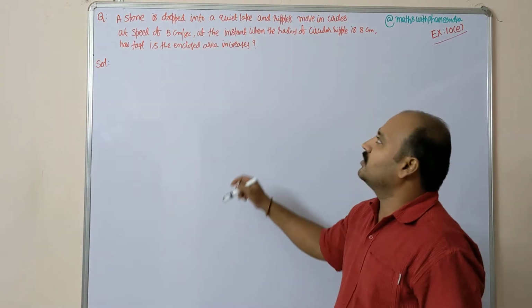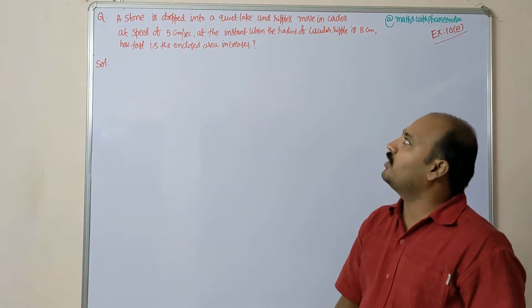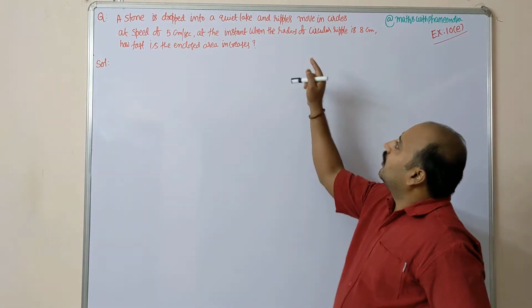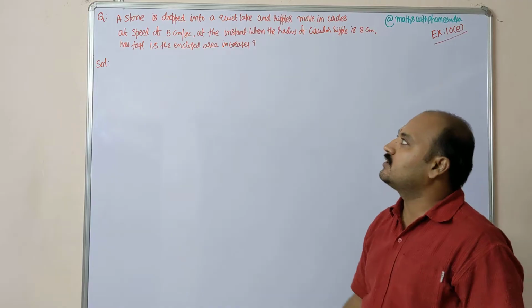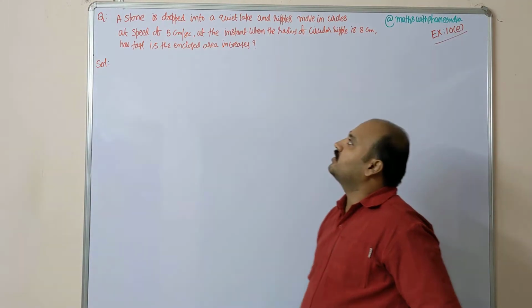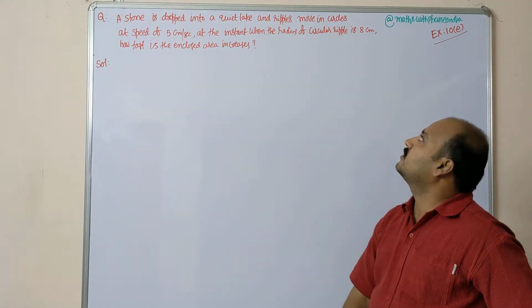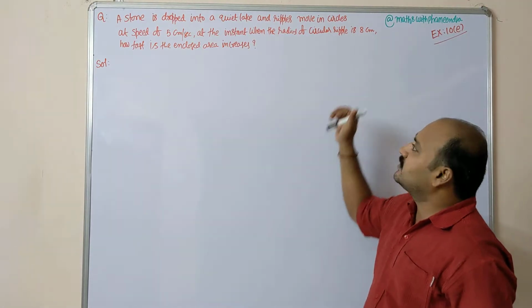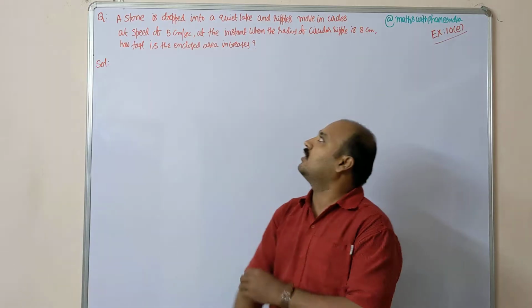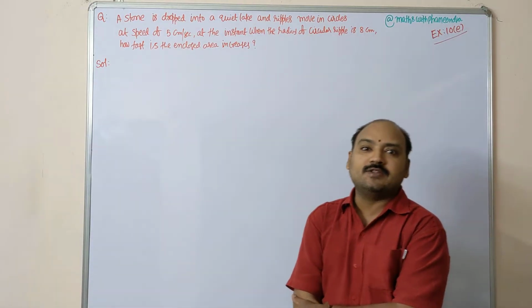Here's the next question. A stone is dropped into a quiet lake and ripples move in circles at the speed of 5 centimeters per second. At the instant when the radius of the circular ripple is 8 centimeters, how fast is the enclosed area increasing?